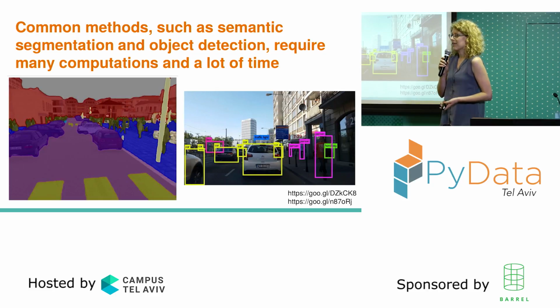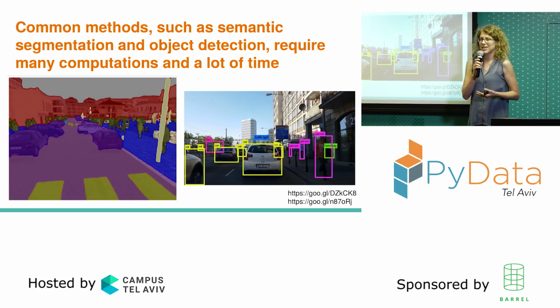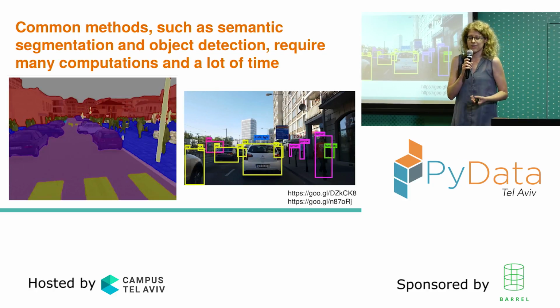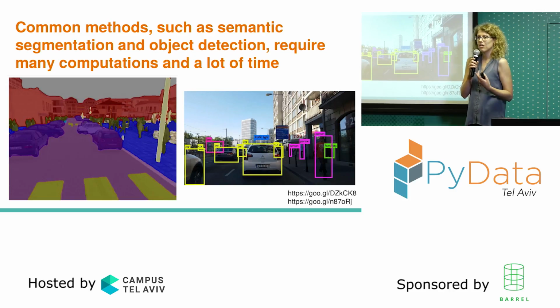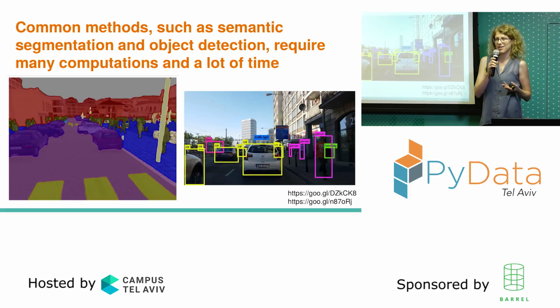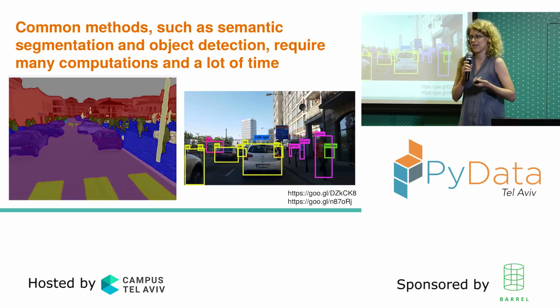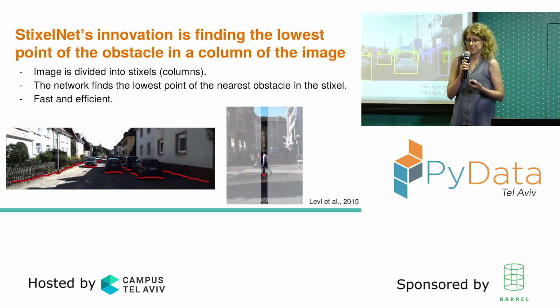If we look at the common ways to do this, for example, semantic segmentation, where every pixel in the image needs to be classified, whether it's a car, a pedestrian, the road, etc., or object detection, where we need to actually detect all the objects in the image. For example, the car over here that's very far away is not actually posing any danger because we have a car that's closer to us. Both of those common practices are very heavy computationally and require a lot of time, and while driving, we needed to perform in real time.